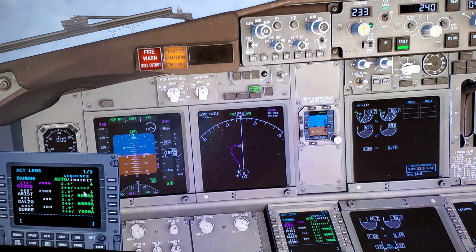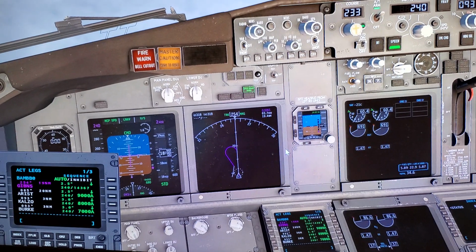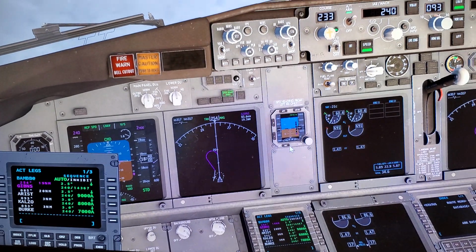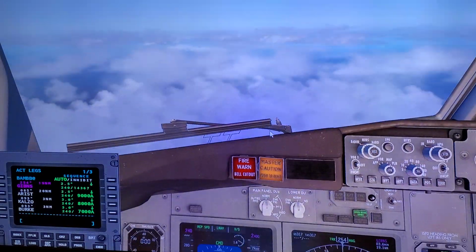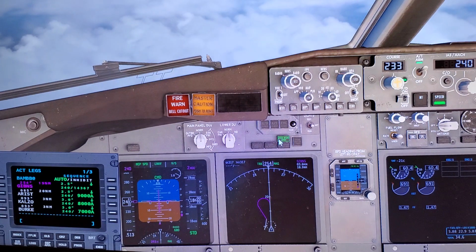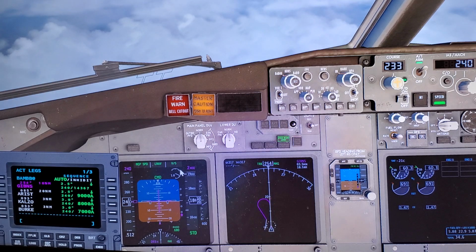To see if it's matching my... now I am higher than the glide slope. I want to see if I'm matching the rate of descent. It will be matched with my rate of descent. I'm going to have 240. So we keep the speed at 240 as per the flight plan.